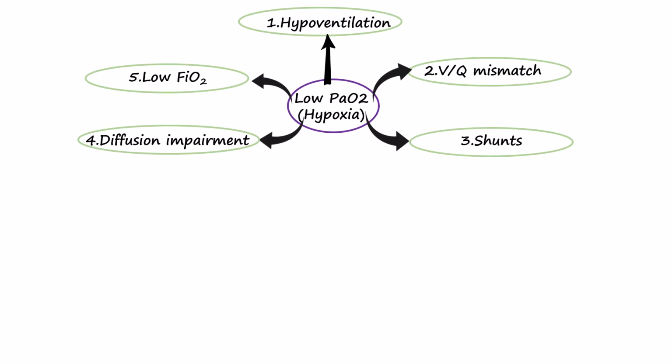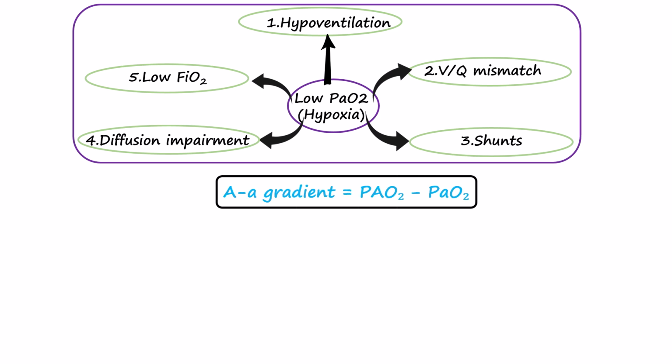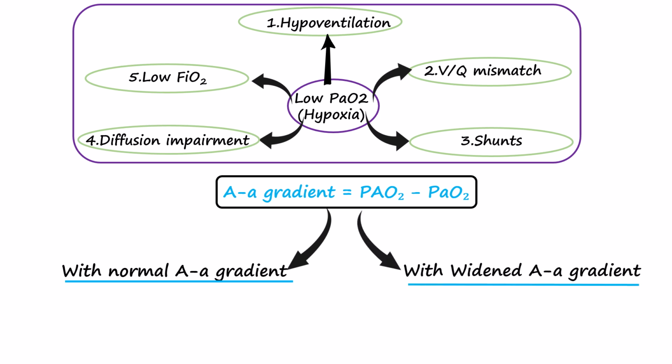Now let's look at how we assess hypoxia using the AA gradient. In the previous video, we examined the 5 main underlying causes of hypoxemia, which were hypoventilation, VQ mismatch, shunt, diffusion impairment and low inspired oxygen. Using the AA gradient, we can further categorize these causes into two broad groups: hypoxemia with normal AA gradient and hypoxemia with widened AA gradient.